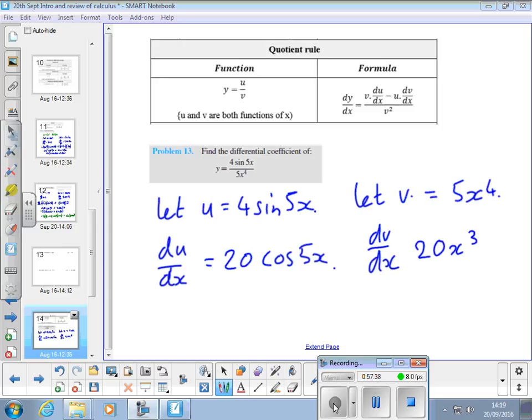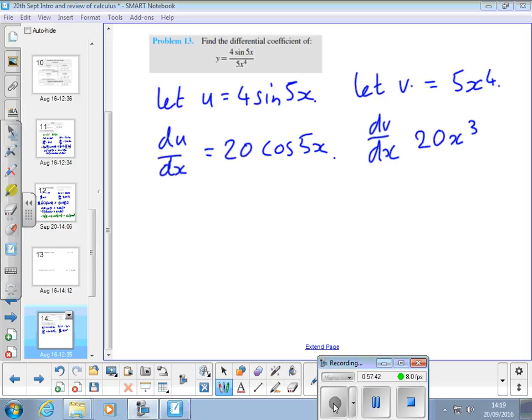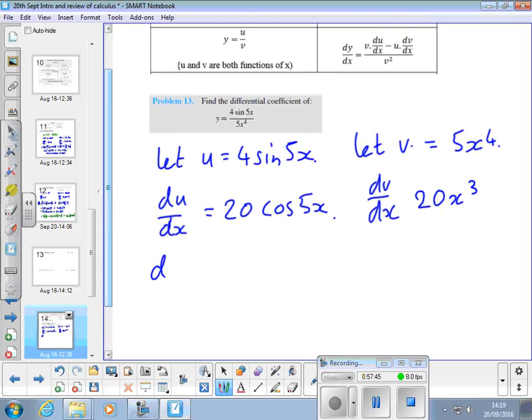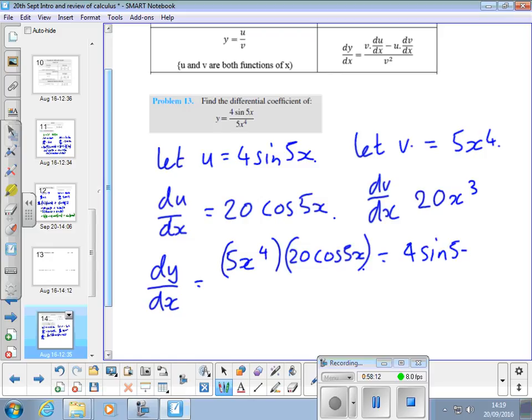Okay, and then we just take that detail and plug it into the formula, so we can go dy by dx is equal to, and we got a denominator that is v, 5x to the 4 times du by dx, 20 cos 5x, minus u, 4 sine 5x, times dv by dx, 20x cubed. And all that is divided by v squared.